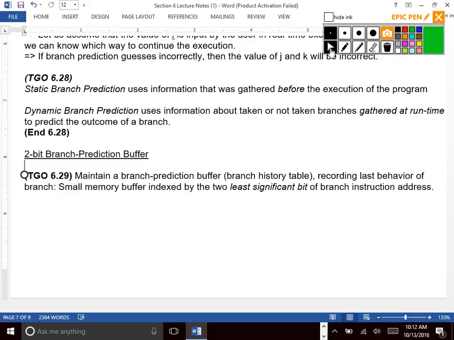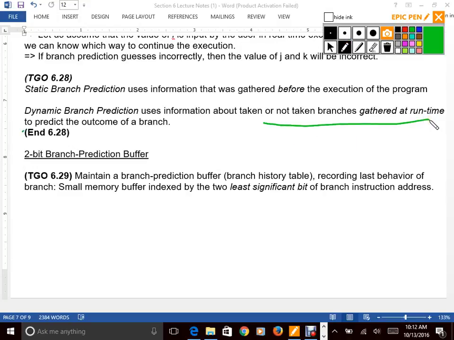And dynamic branch prediction uses information about taken or not taken branches gathered at runtime to predict the outcome of the branch. We're going to do an example problem here in a moment that describes precisely how that's done.